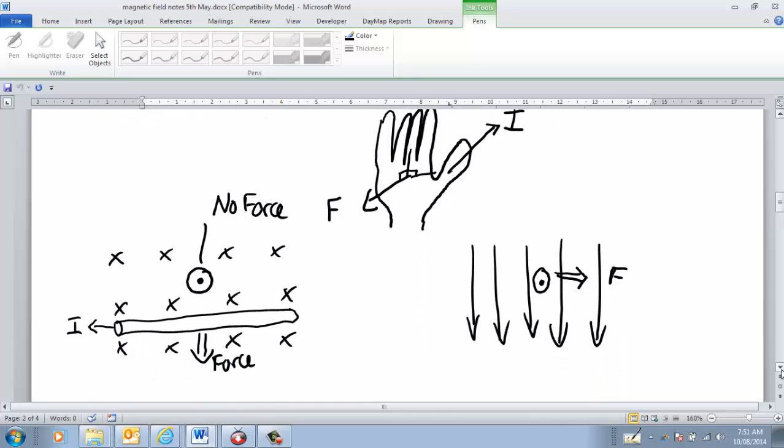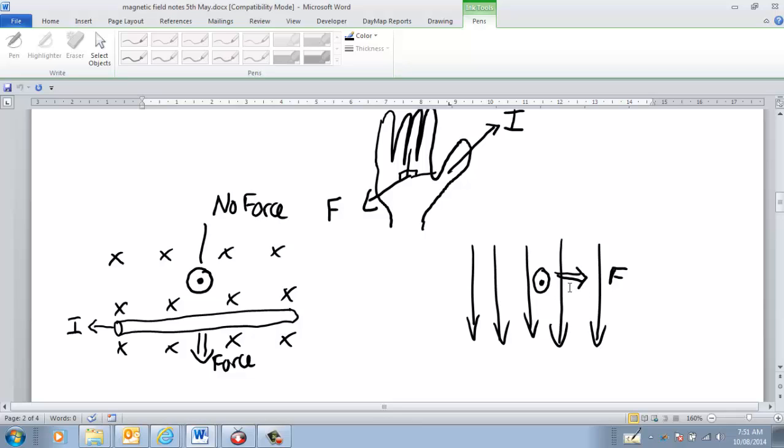Let's look at this example here. Your current's going to the right again. Your field lines are in fact going into the page, aren't they? So therefore that would be pushing down for this example here. If the wire was going with the field lines, there's no force at all.